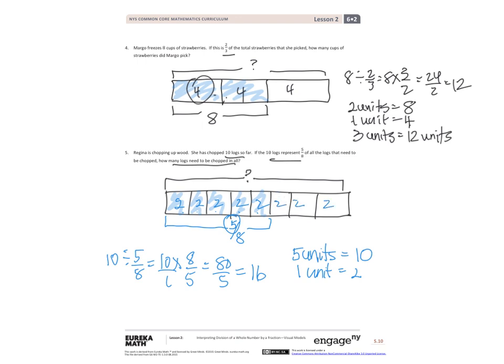So that just told me what each one of those is equal to. 10 logs is this section, and then 2 logs is each of those blocks. So then what if I go to the 8/8? 8 units, 2 times 8, then I get 16. That's where that number comes from. 2, 4, 6, 8, 10, 12, 14, 16. Okay, so that checks with what I have drawn. So 16 is the total logs that need to be chopped.